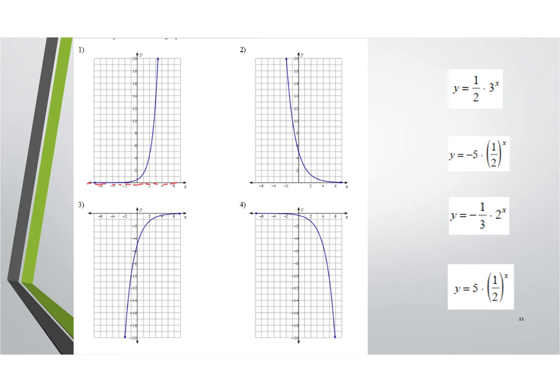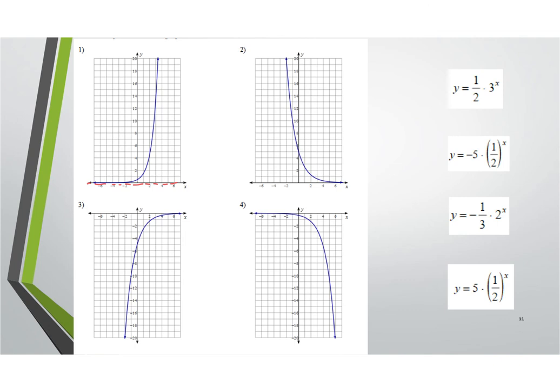Now, the two big tricks when you're doing this are to look for your base and to look at a. Remember, the base tells you whether it's a growth or decay graph. a flips it over the x-axis, or it just flips it. It's a vertical flip. Sometimes it's not the x-axis.